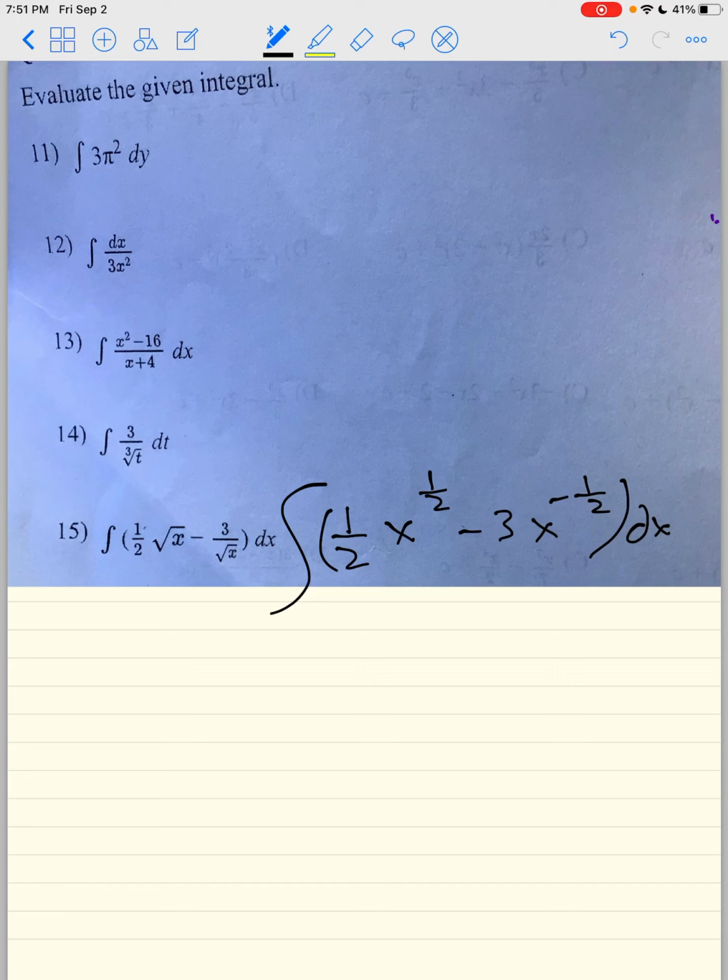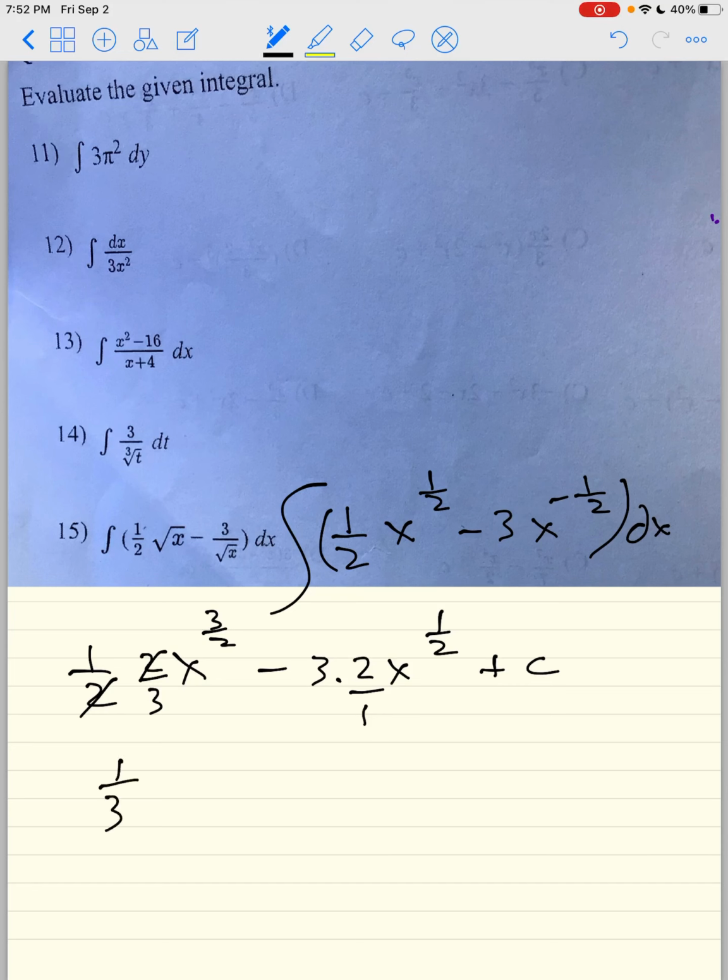We're going to put parentheses around this because we want the dx to impact both pieces. We're going to add 1. You're going to get 3/2 and then put 2/3 here. We're going to get positive a half, right? Because negative a half plus 1 is positive a half. And then we're going to put 2 over 1 here. These two cancel out. You get 1/3 x to the 3/2 minus 6 x to the 1/2 plus c.